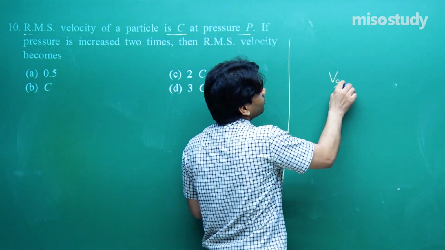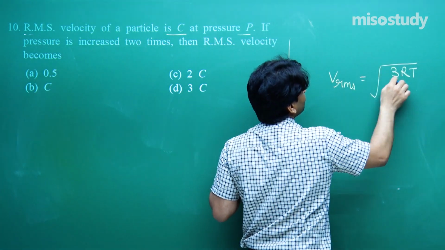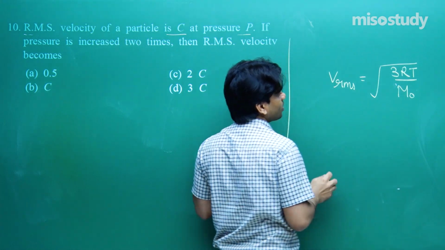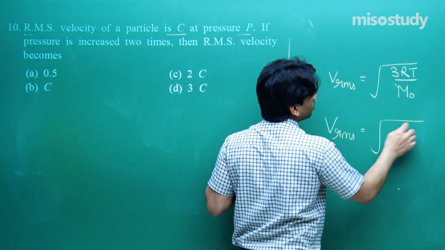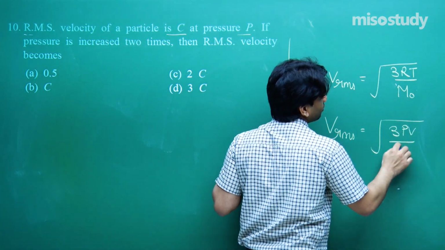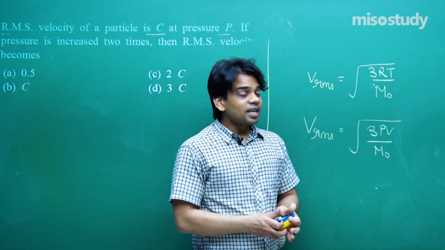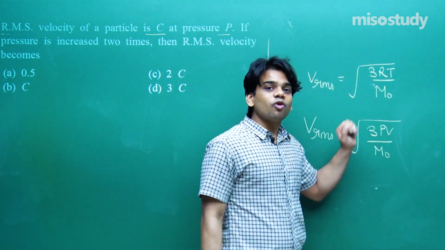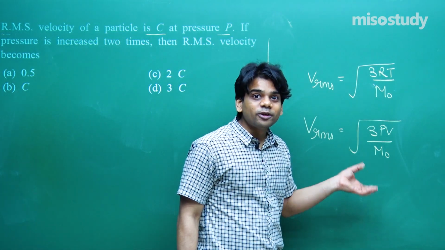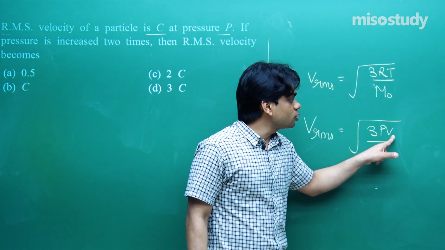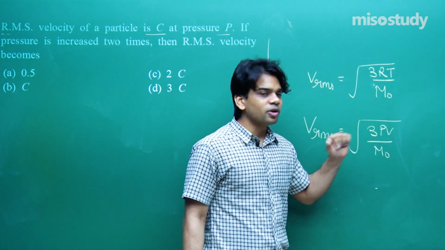We all know that V RMS is equal to under root 3 RT by m naught. Just now I wrote. Or if you are thinking that why not to use V RMS is equal to under root 3 PV by m naught. You may use this also. The right thing will be when pressure is increased, volume is going to double. Sorry, volume will be reduced to half. I'm sorry, volume will be reduced to half. If pressure is going to be twice, this will be reduced by half. So 2 into 1 by 2, that will be actually cancelling out. So PV will remain constant.